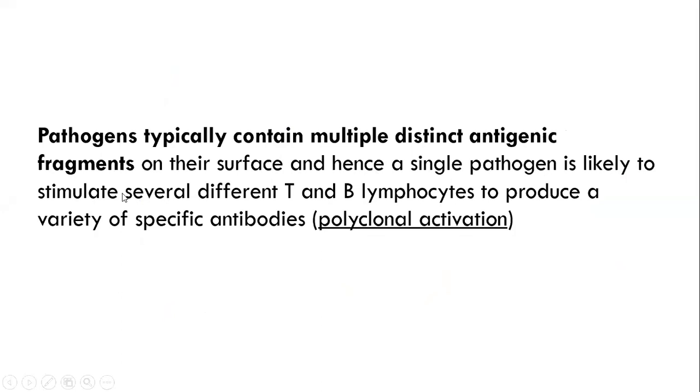A single pathogen stimulates several T and B lymphocytes to produce specific antibodies. Remember that. In the previous slide we talked about a one-to-one clonal selection system, but you are looking at a system that works in a network. When multiple antigens are produced from a single pathogen, multiple T and B lymphocytes are produced, and a response comes through polyclonal activation.